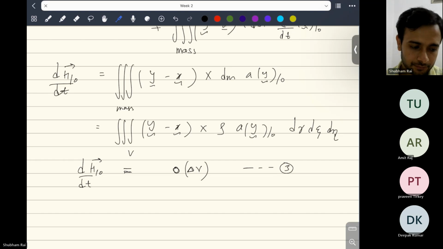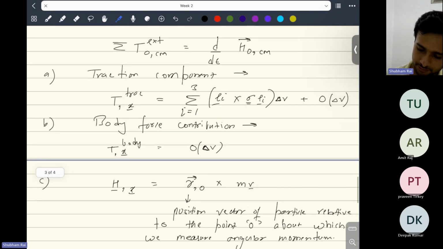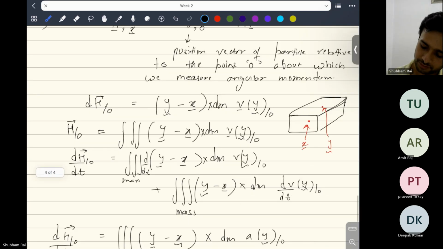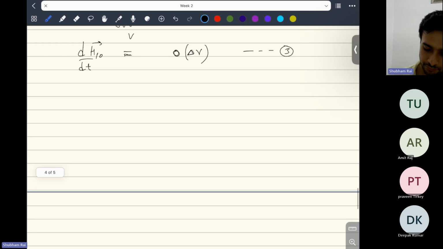I mean, higher order terms of volume. Okay. So if we combine all these three equations, so let's say this is equation number 1, this is equation number 3. So if you combine equations 1, 2, and 3, so finally what will you get?